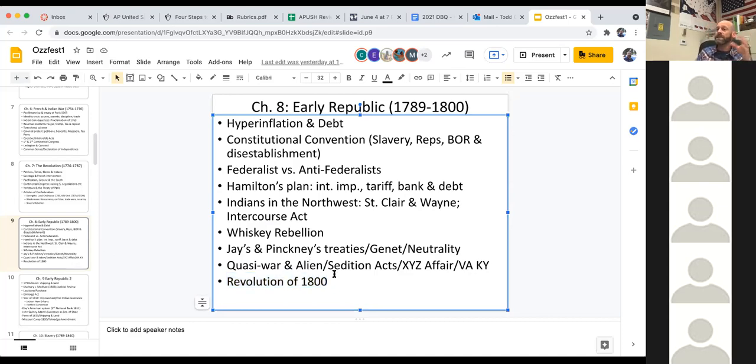And this is why 1800 is tantamount to a revolution, because amazingly, Adams let it happen. Now, he did a lot of shenanigans in the last couple months.